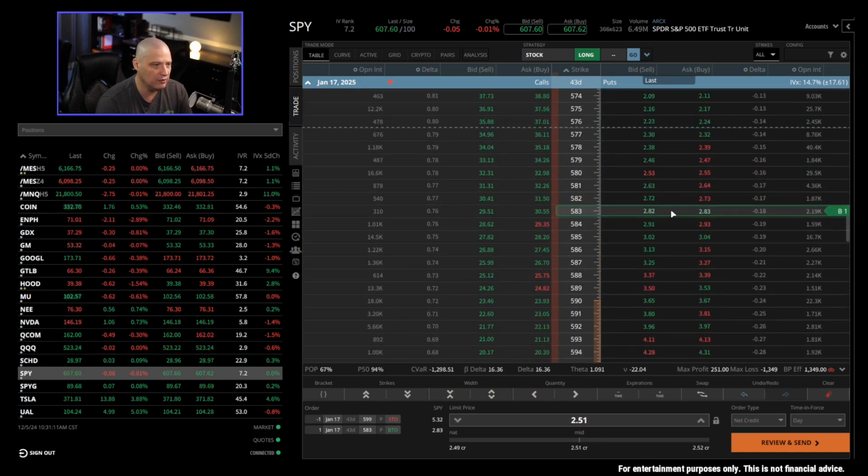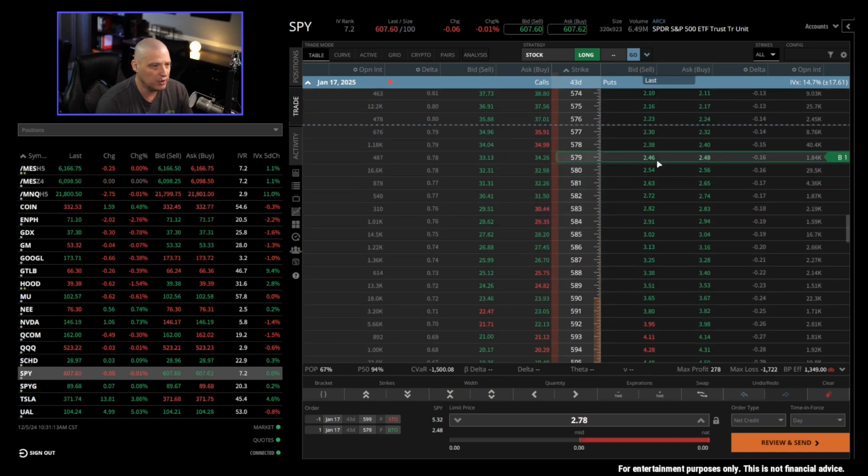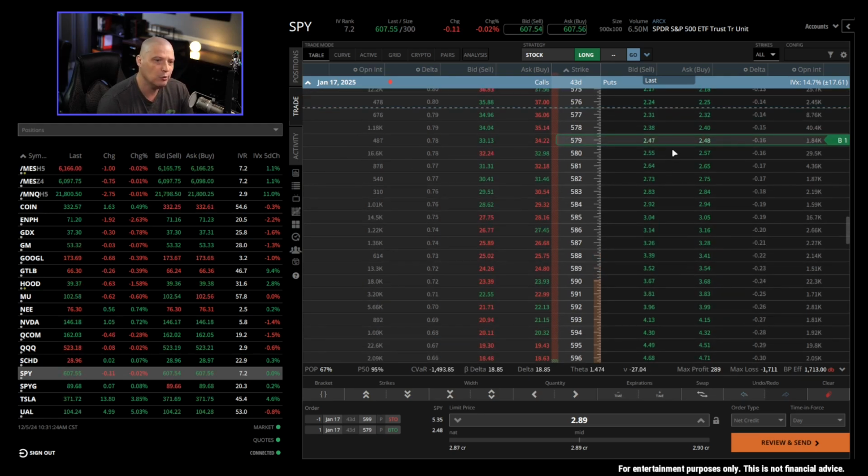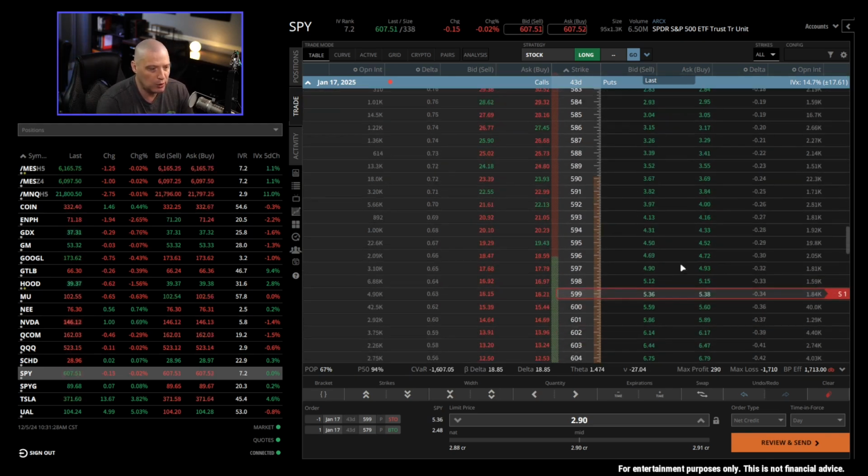And of course, I could go even bigger. I could make this spread a $20 wide spread. That's a really wide put credit spread. And you can see my max loss now, $1,700. My max profit is $300. And the further you start putting that long put out, the more this short put really starts acting kind of like a naked put.